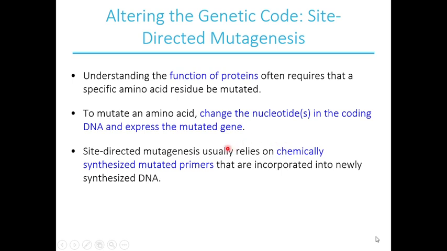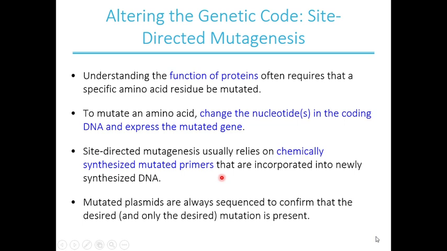The third point is that site-directed mutagenesis usually relies on chemically synthesized mutated primers that are incorporated into newly synthesized DNA. So site-directed mutagenesis is very similar to PCR. One of the main differences is that the primers that are used are slightly different as compared to a normal gene amplification or DNA amplification. And we'll talk about that in a moment. But the point remains that the primers are chemically synthesized.